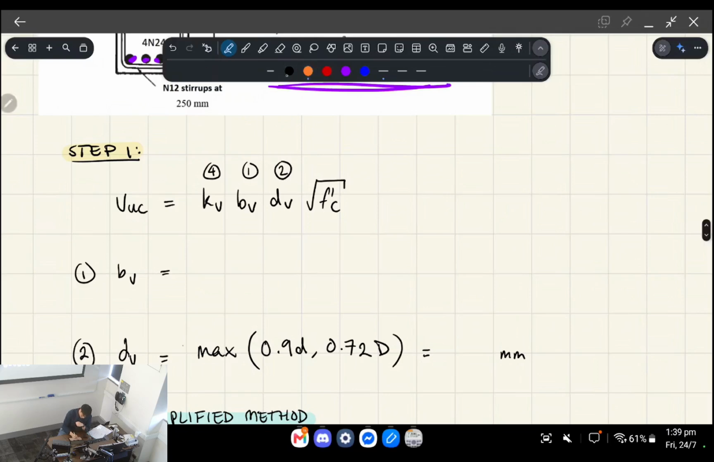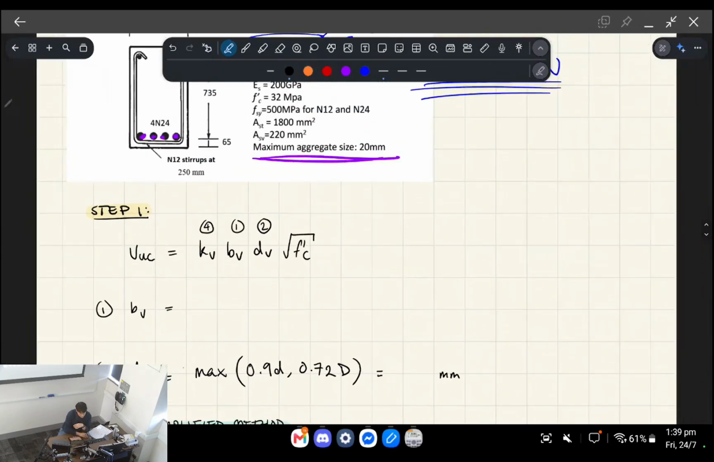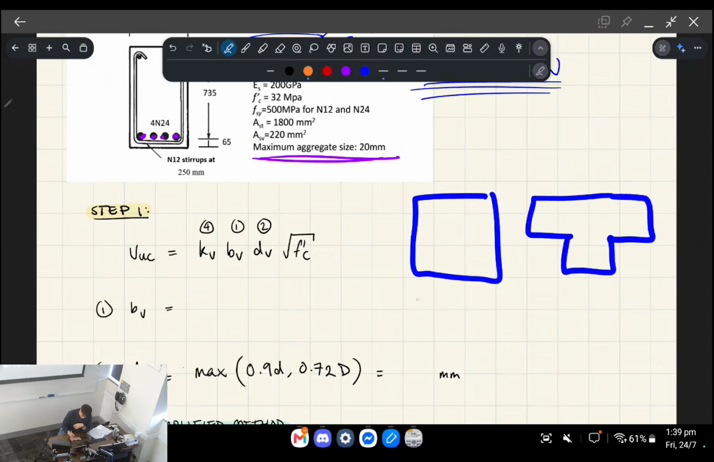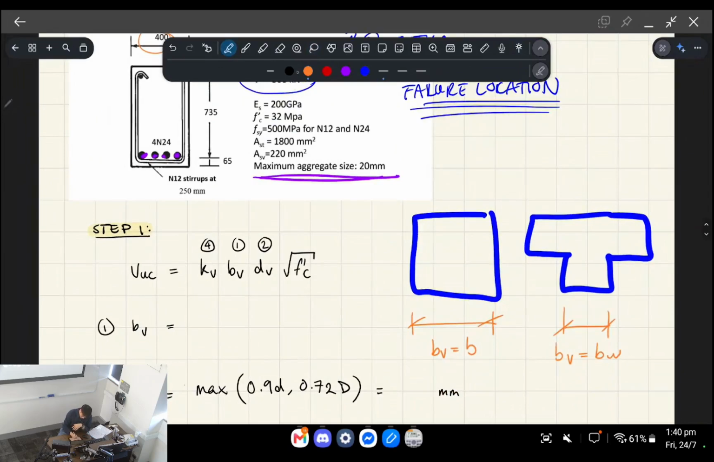So we know what bV is. bV stands for the shear width of the beam. In our particular question, we have a rectangular beam, but if you had a T-beam, it's the web width. For the case of a rectangle, bV is the same as the width of your section, whereas bV for a T-beam is the web width. In our particular question, we're going to do this situation, so that's just going to be 400 based on what they gave us in the question.